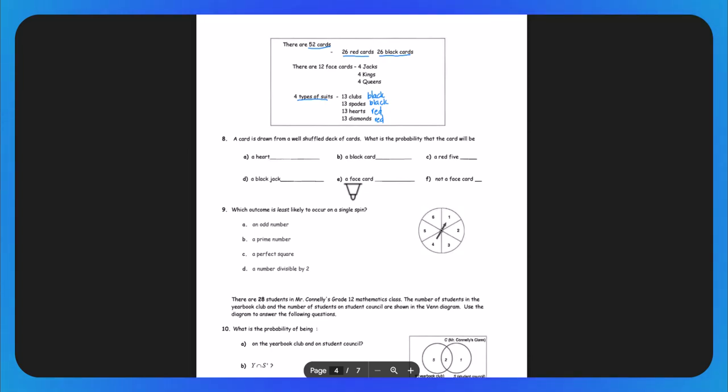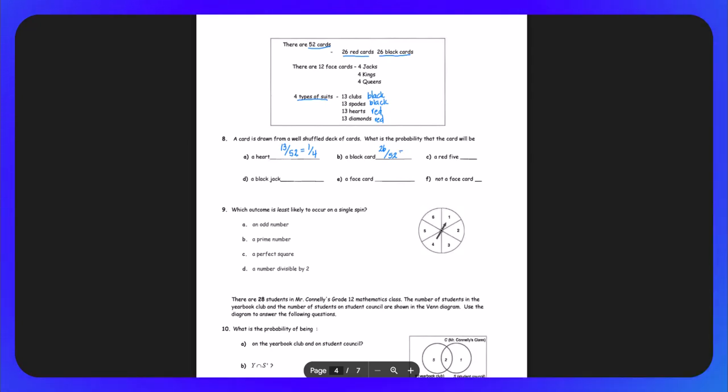Well, the favorable outcome is heart, and there's 13 hearts in a deck, with the total number being 52. Now this can be reduced down, because 13 times 4 is 52, so we have 1 over 4. Now what about the next one here? A black card. Well, there are 26 black cards in the deck. That's the clubs and the spades. And we have 52 still as our total outcomes. So this now is 1/2.